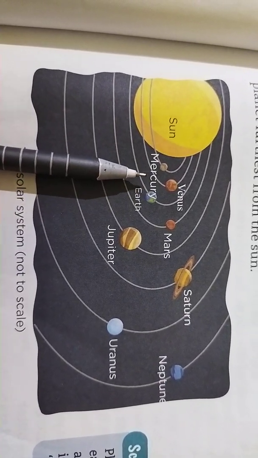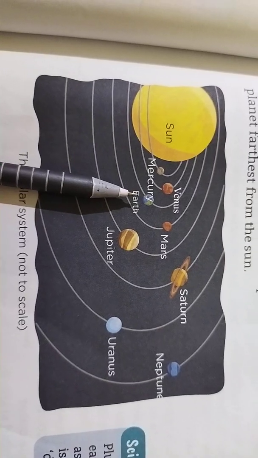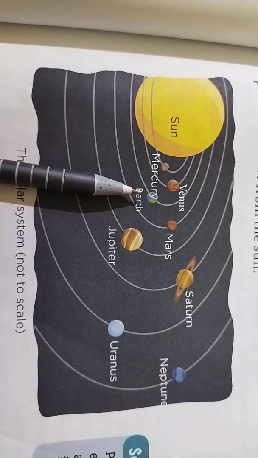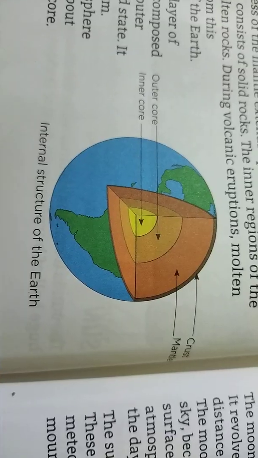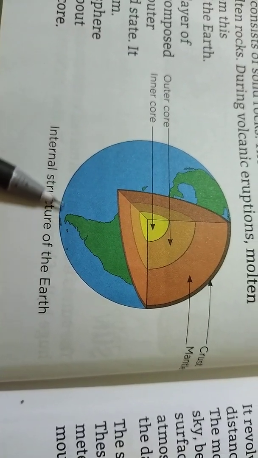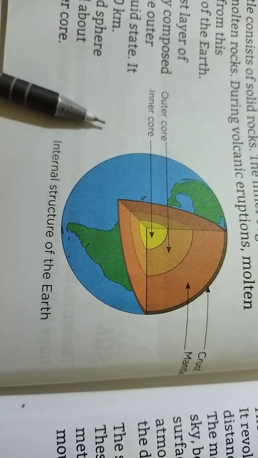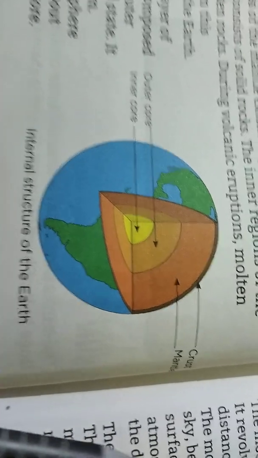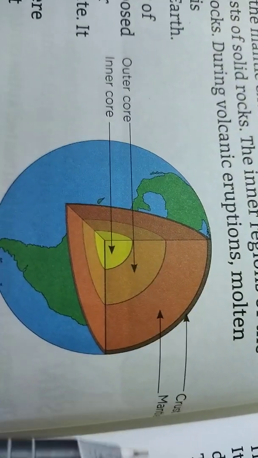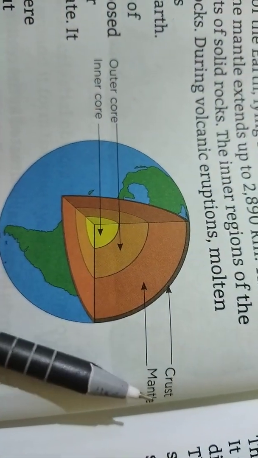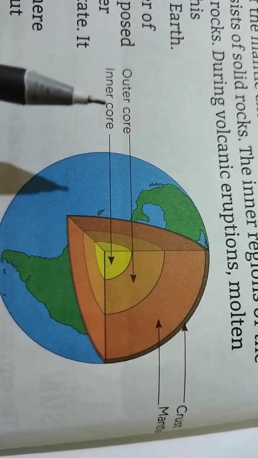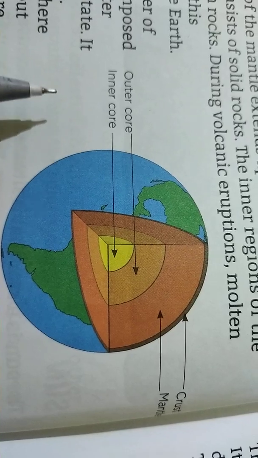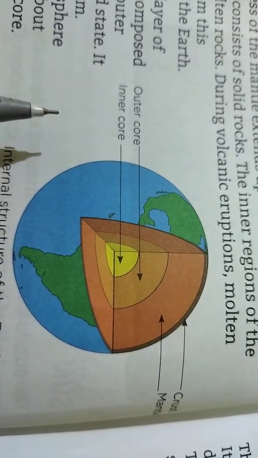So the Earth is not a perfect sphere. It is slightly flattened at the poles and bulges at the equator. Today, let us study the internal structure of the Earth. The Earth's structure can be divided into three parts. The first one is the crust, number two is the mantle, and number three is the core. Let us study all these three parts briefly.